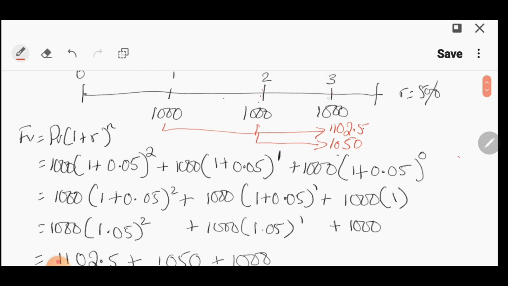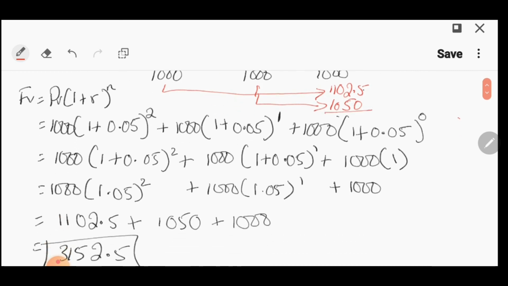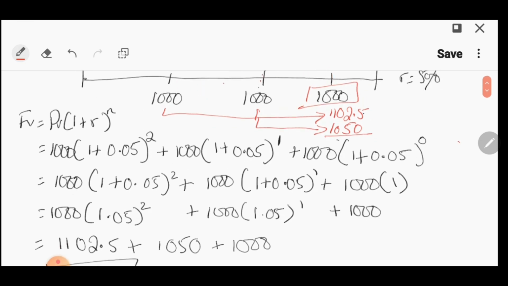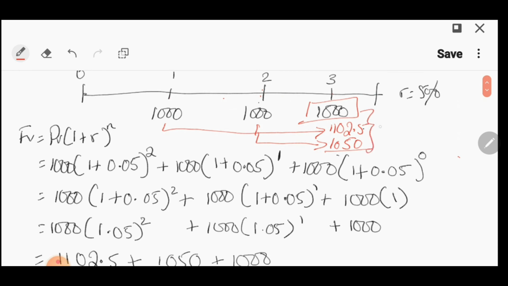It has to complete some time period for it to earn interest. Because you deposited at the end of the third year, it will get no interest at all. So you just deposited the 1000 and you checked, okay, what's my account balance now? So if you add all of them including the 1000, the total future value is 3152.5. So this is how you calculate the future value of an annuity.